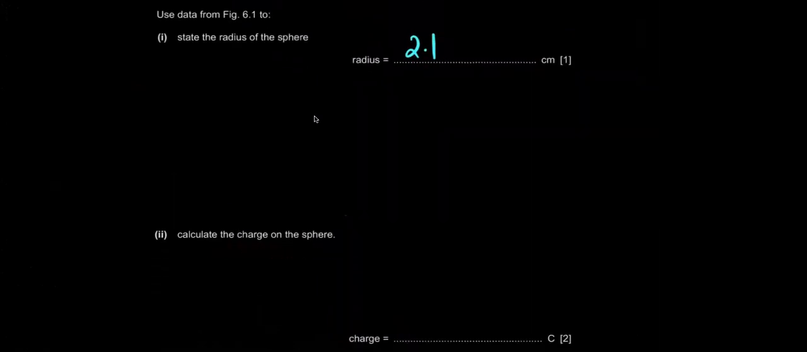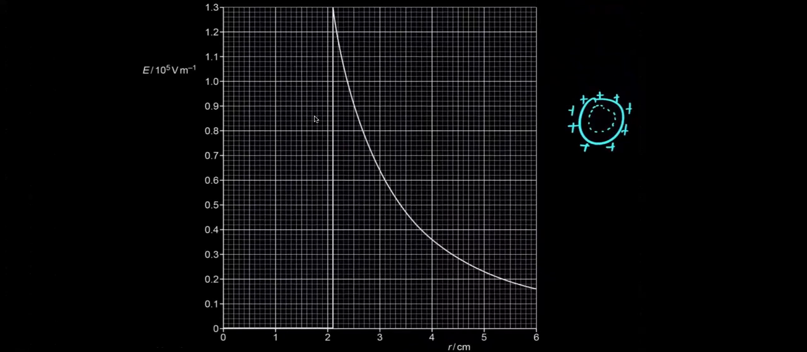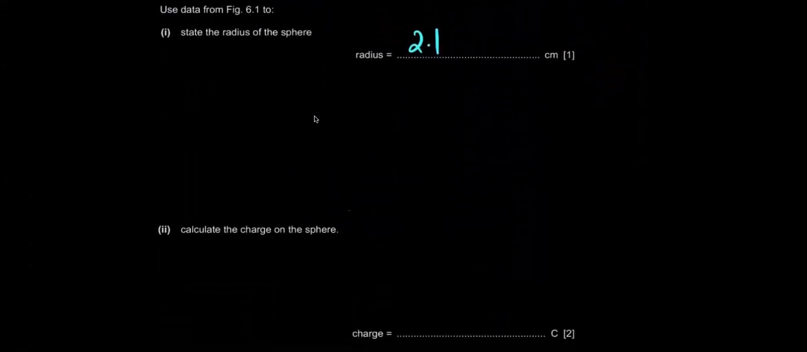And now we have to calculate the charge on the sphere, right? So we have a graph of electric field strength versus the radius. I know that at 2.1, this is the electric field strength. So I can simply use E equals kQ upon r squared to find this charge. If I flesh it out, E equals Q upon 4 pi epsilon naught r squared. Right, so that is the electric field strength of a sphere.